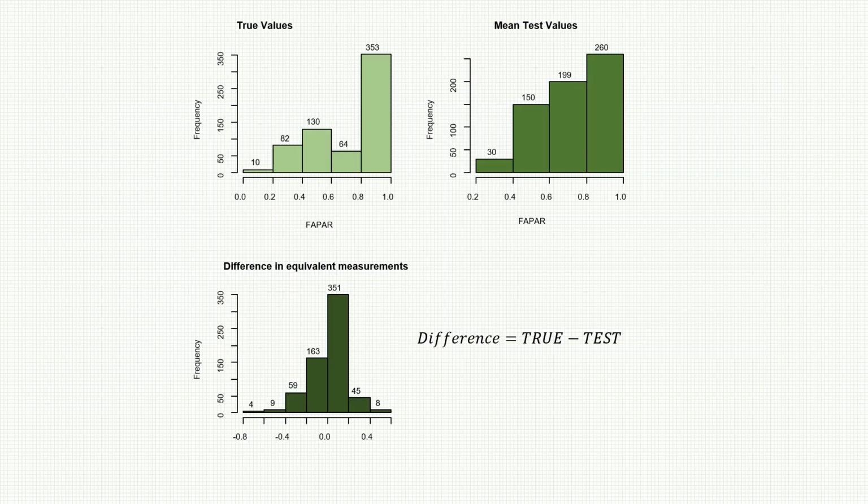Here are the initial distributions of the FA-PAR data for the true and the mean of the test data. As we can see here, the data is not normal. The true and test data are both heavily skewed to the right. It must also be noted that the true FA-PAR shows some bimodal tendencies. Since this is a comparison question, I also took a look at the distribution of the difference between true and test, which led to a normal distribution.